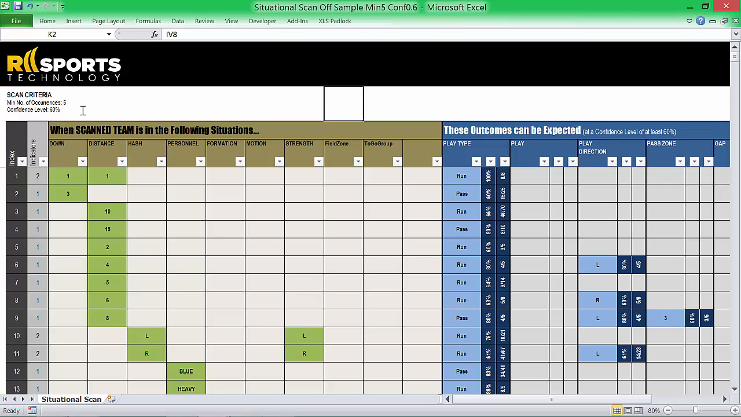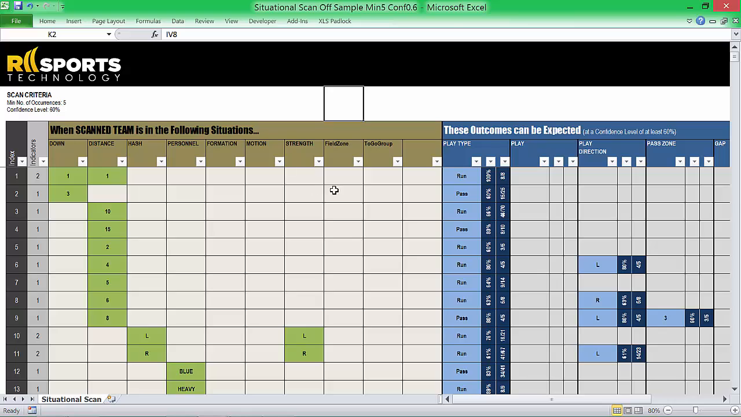We set that because we don't want to find a bunch of situations where we have 100% tendencies on 2 occurrences, which really is not very telling. That could just be chance. So one of the parameters that affects how many things make it onto this list is your minimum number of occurrences. Additionally, the confidence level in this case was set for 60%. What that's telling us is that anything on this list is something that happened at least 5 times and that this team demonstrated at least a 60% tendency in. It's got to be at least that strong of a tendency to make it onto this list.